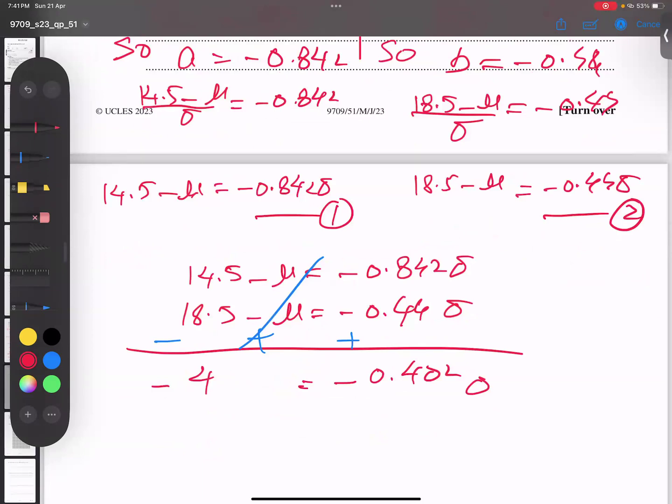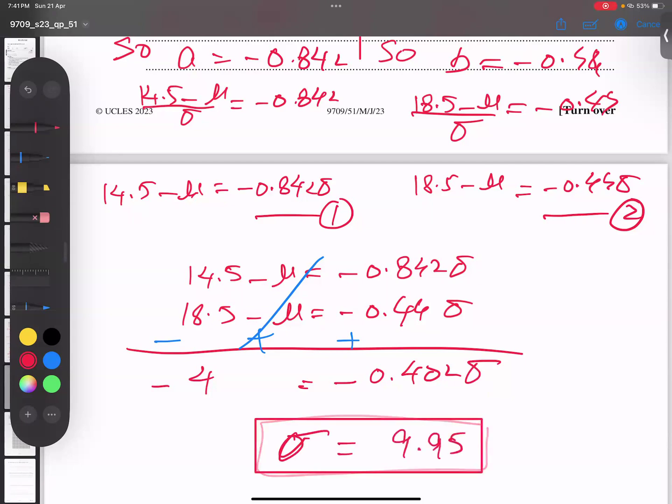If I divide it, 4 divided by this, let me find my answer. I'm getting the sigma value here. Wait a minute, please, let me write sigma again here. So the sigma value is coming 9.95.